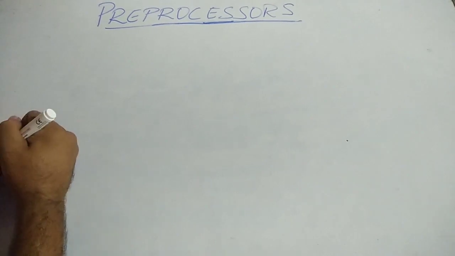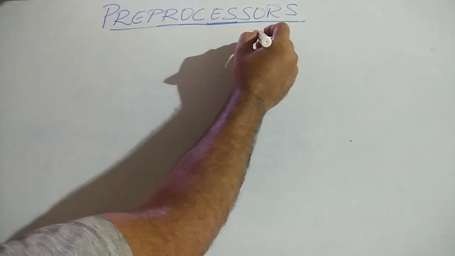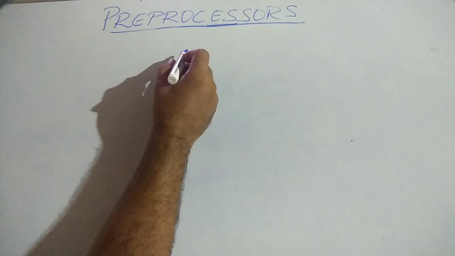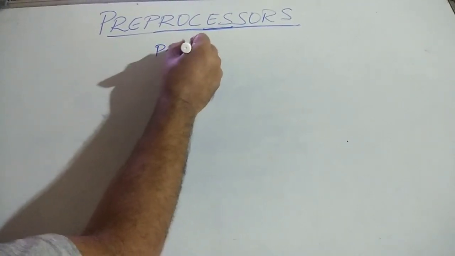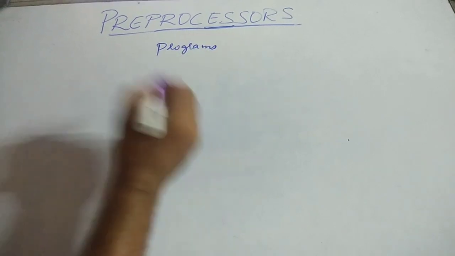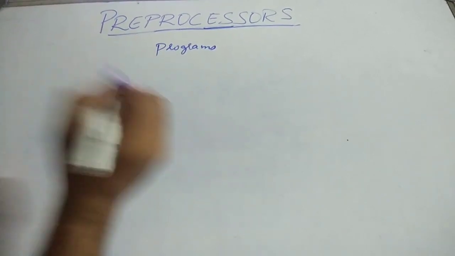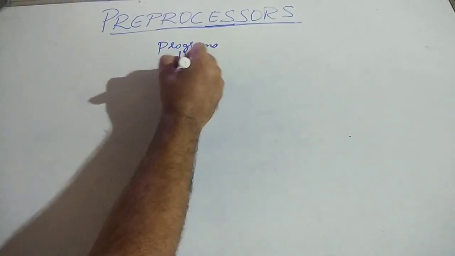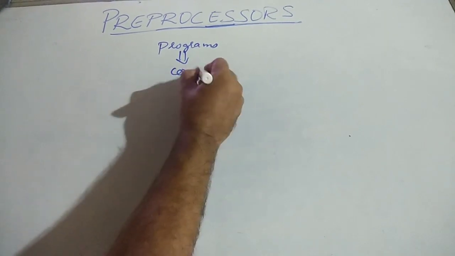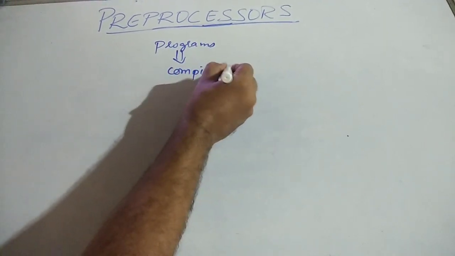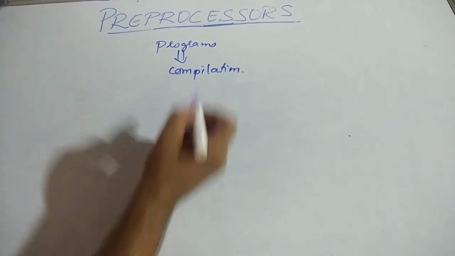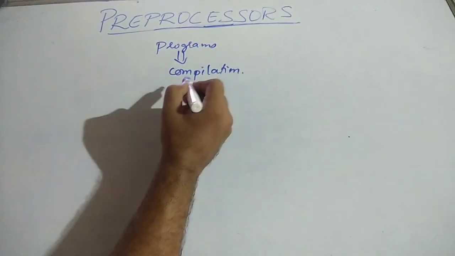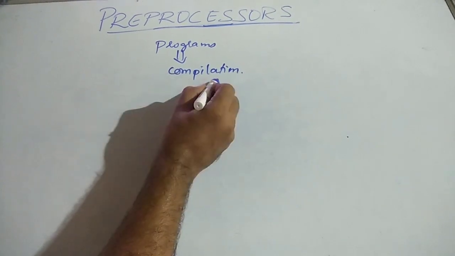Today I am going to explain preprocessors. As the name suggests, preprocessors are programs that process our source code before compilation. So what is a preprocessor? It is a program that processes our source code before compilation.